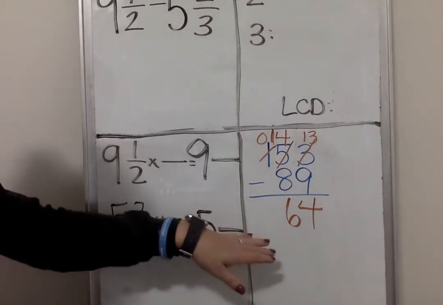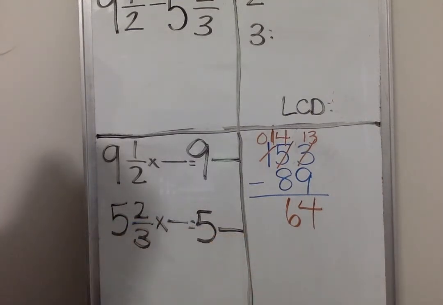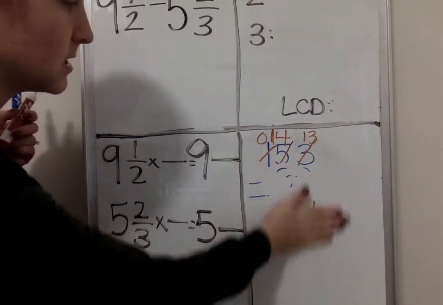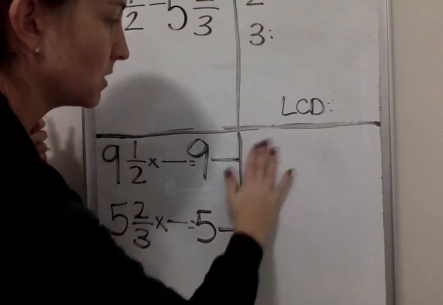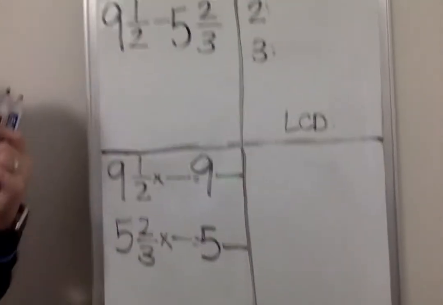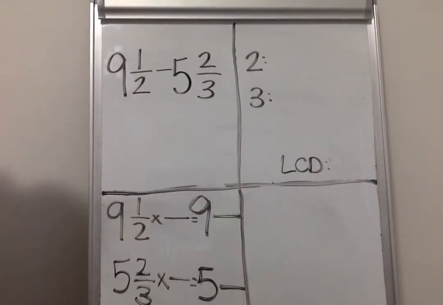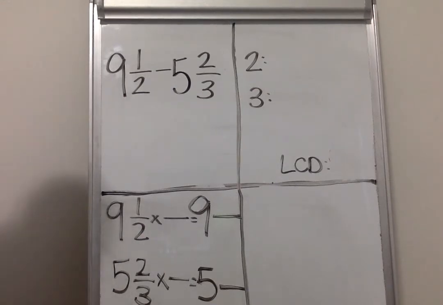So this is a subtraction problem that involves regrouping. You guys are used to solving problems like this, just not with fractions. So that's what we're going to discuss today. I'm going to get this one erased, and we are going to take a look. The problem is 9 1/2 minus 5 2/3.